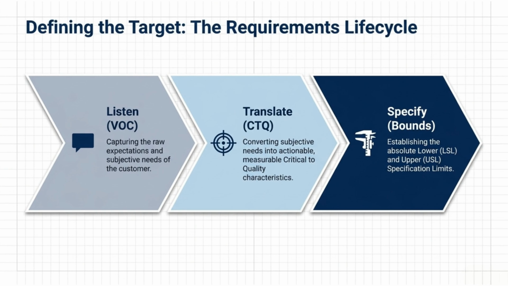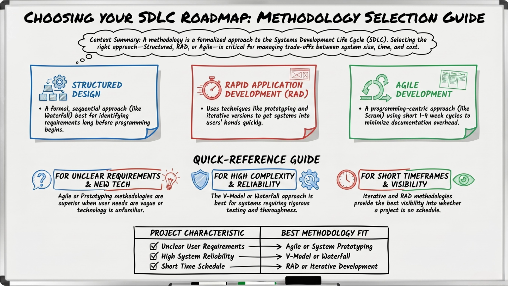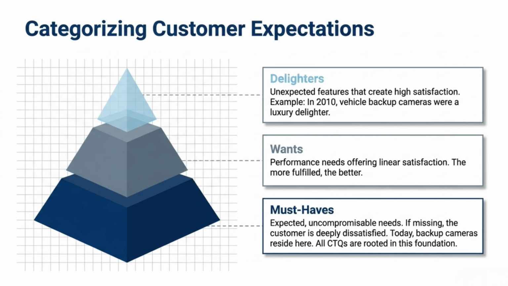Defining the target involves a requirements lifecycle. First, we listen to the voice of the customer. Then, we translate these needs into measurable critical to quality characteristics, or CTQs. Finally, we specify the bounds, establishing the lower and upper specification limits. Customer expectations can be categorized into three levels: must-haves, which are non-negotiable needs; wants, which offer linear satisfaction; and delighters, which are unexpected features that create high satisfaction.